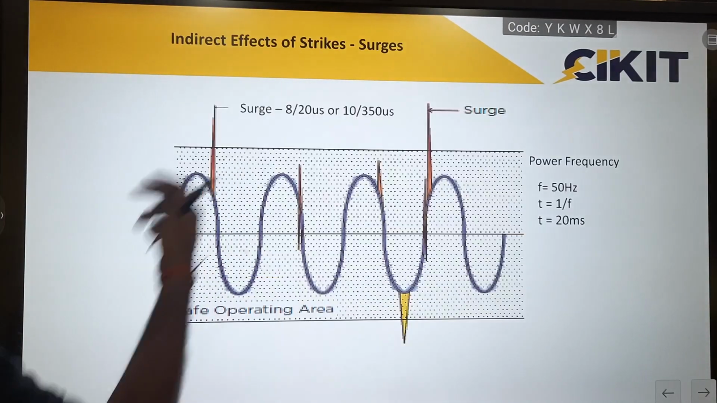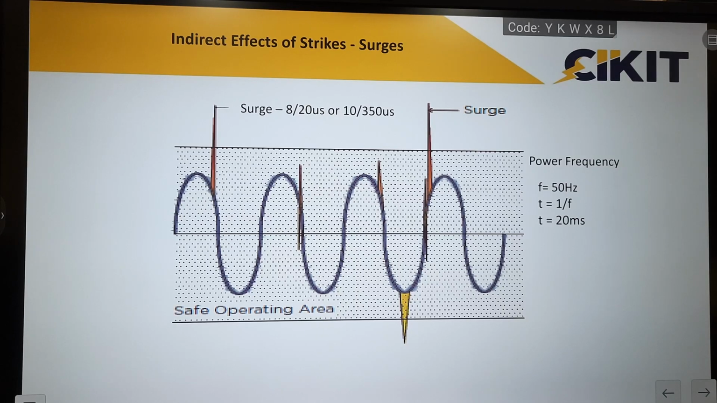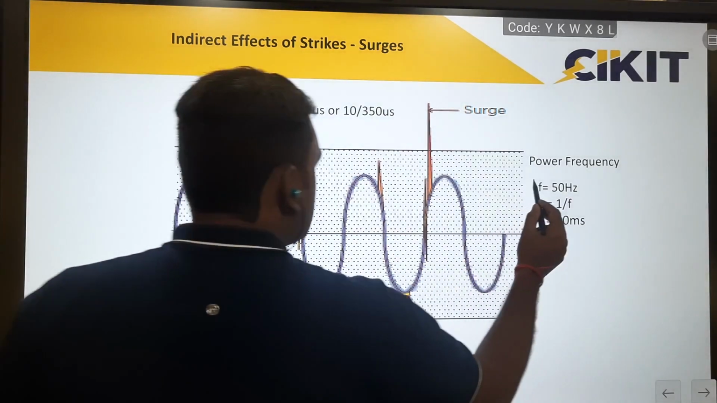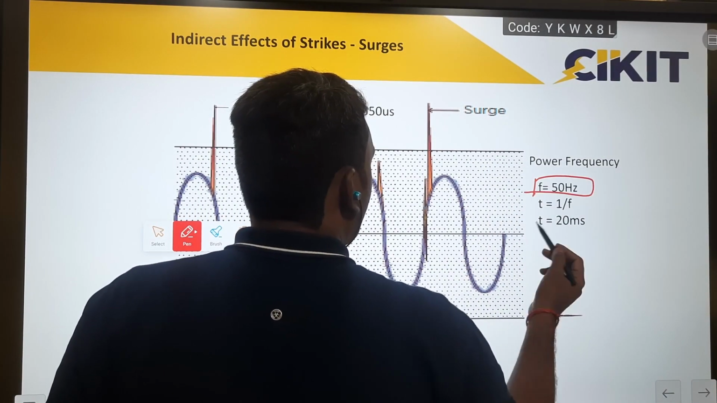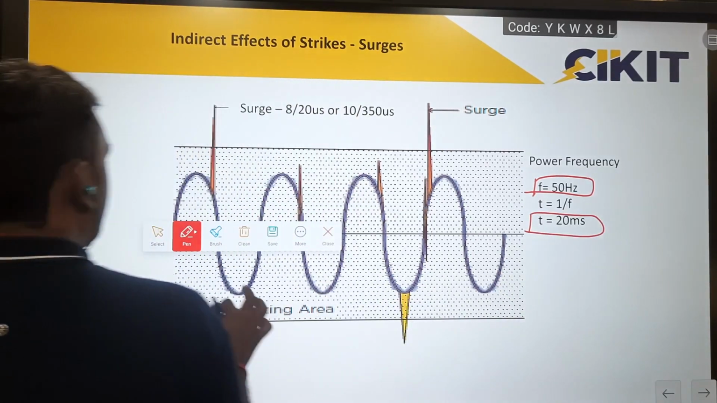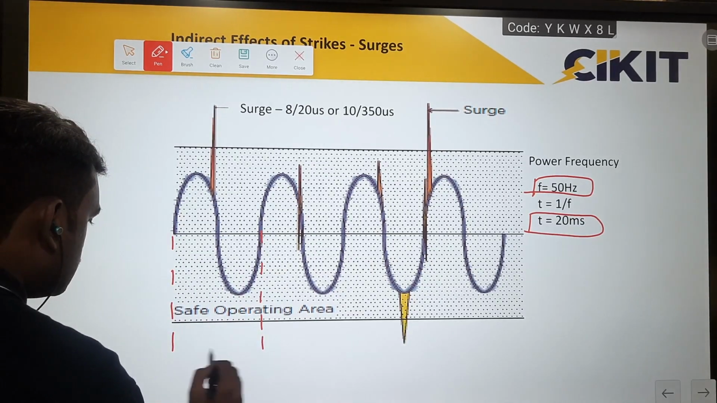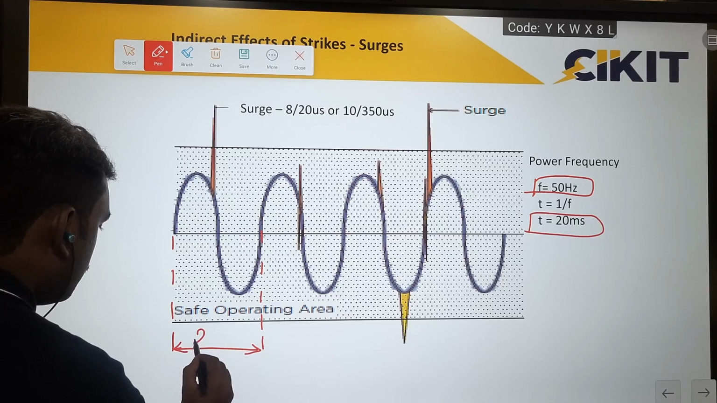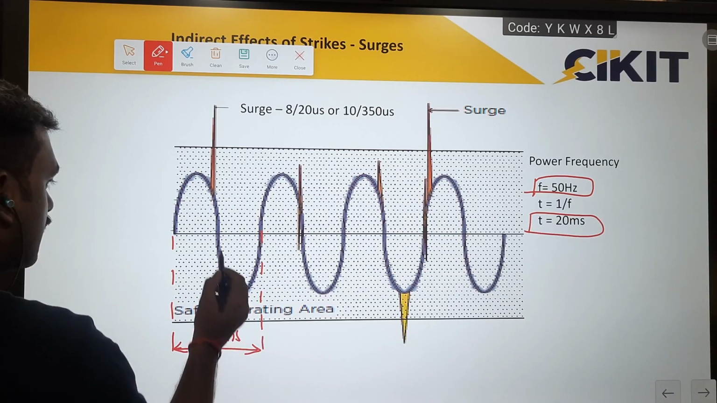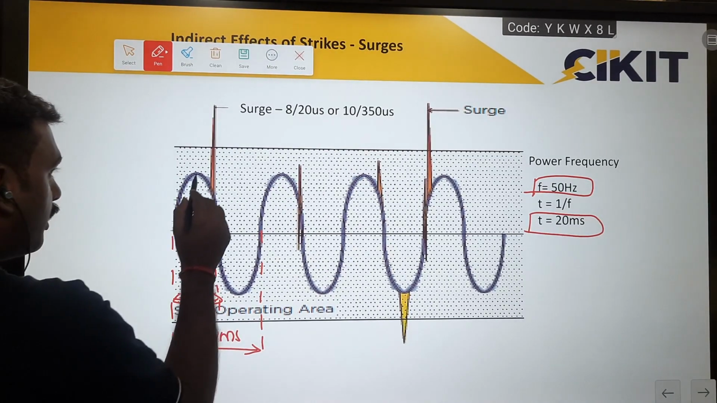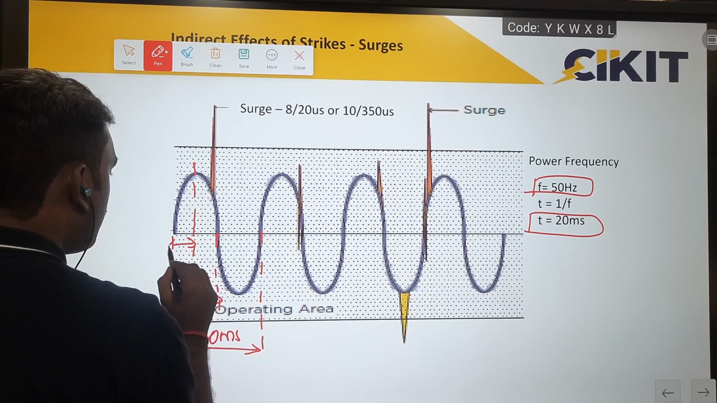Since MCBs and fuses do not operate for these surges, we have to go for a special device called a surge protection device. The power frequency in India is 50 Hz, and the time period for 50 Hz is 20 milliseconds. If you consider this waveform, the time taken for one complete cycle is 20 milliseconds. The time taken for one half cycle will be 10 milliseconds, and a quarter cycle will be 5 milliseconds.